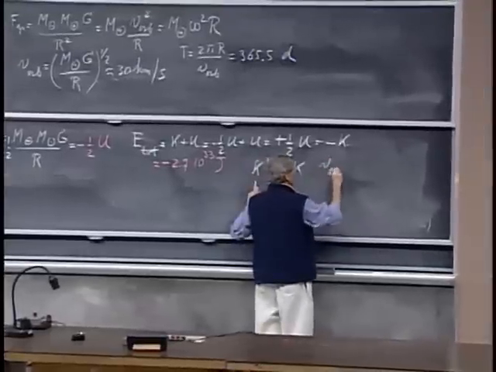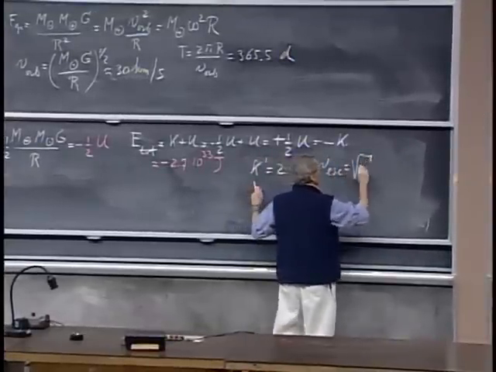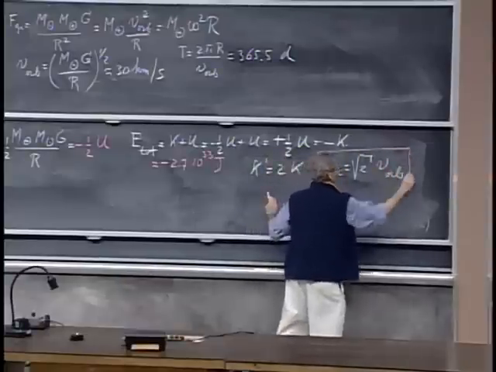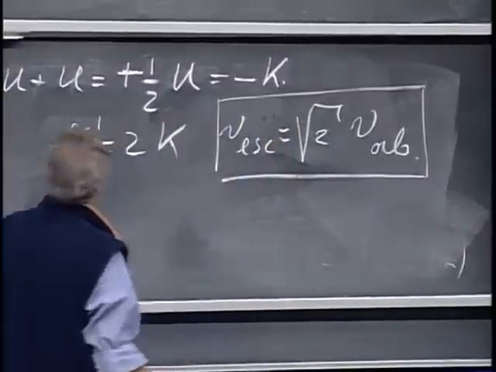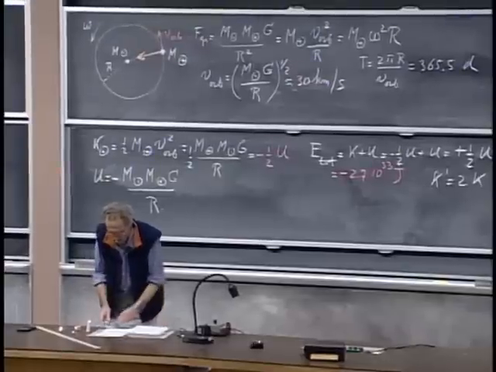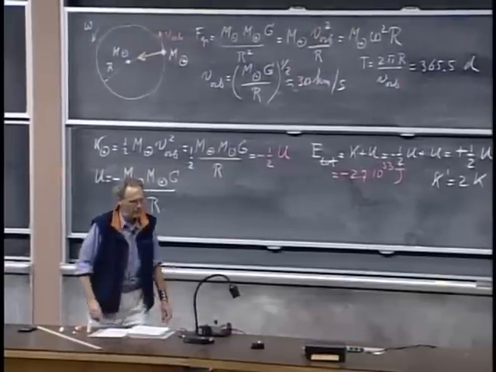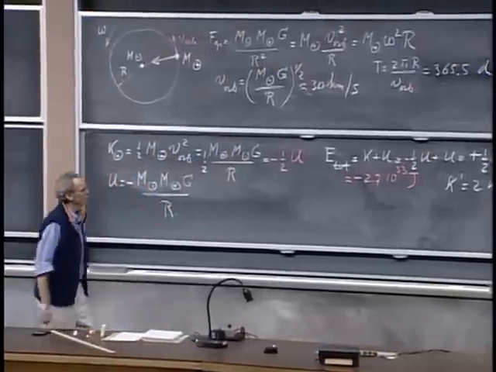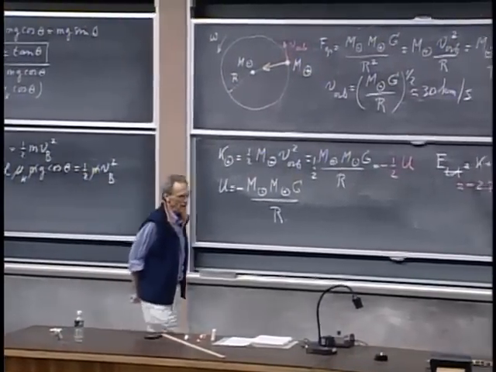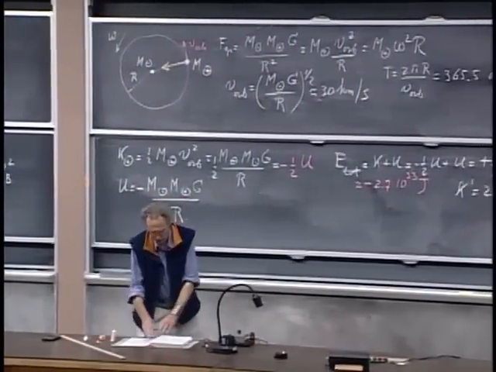So the escape velocity that you need must be the square root of 2 times the orbital velocity. And that would be for the Earth the square root of 2 times 30, which is about 42 kilometers per second. So by looking at the energy considerations, you can find the connection between total energy, escape velocity, and make the whole picture internally consistent.